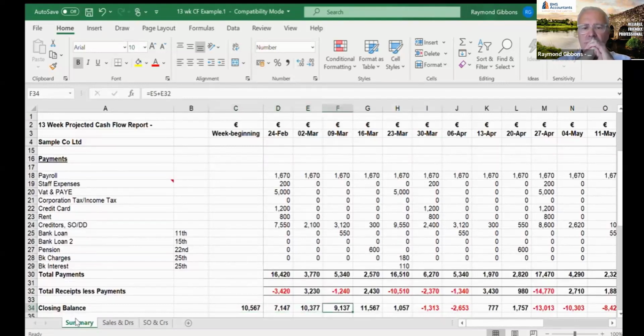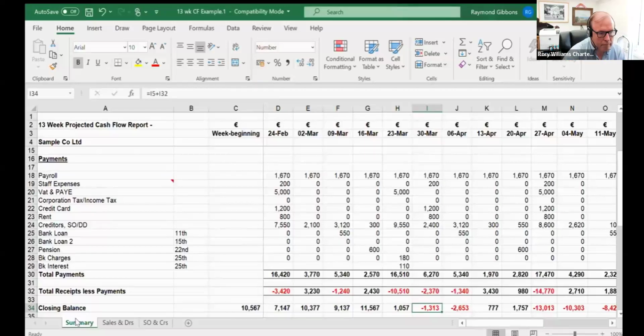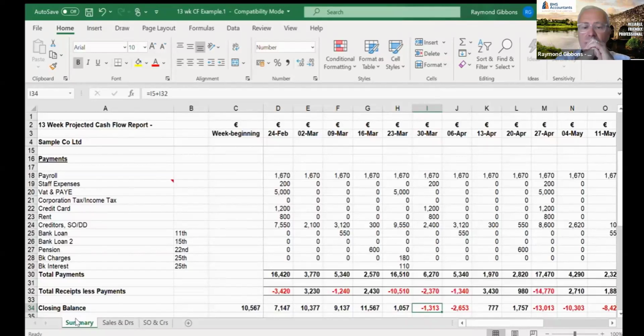And for the first few weeks up to the 23rd of March, sample company appear to have sufficient funds. On the week 30th of March, it takes a little bit of a turn for the worse, where they slip into an overdraft position. Now, provided they have an overdraft facility in place with their bank, it might not be too bad. And if it's short term, that's fine. That's what an overdraft is there for.